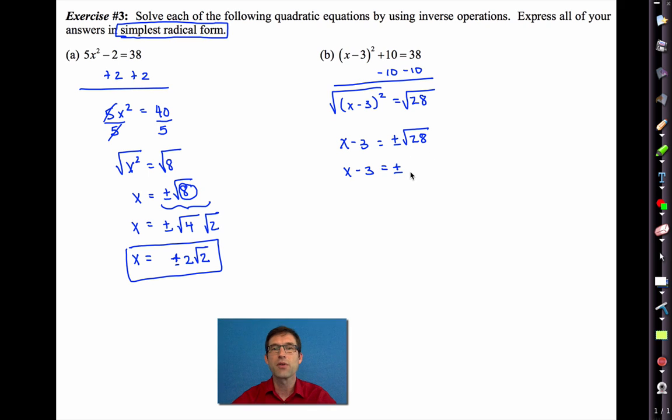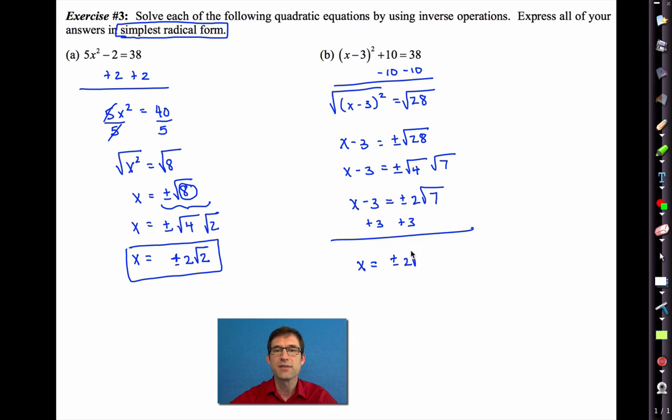Well, again, the biggest perfect square that goes into 28, not very original here, is 4. I can break down the square root of 28 as the square root of 4 times the square root of 7. I'm just going to keep hanging on to this minus 3 here. The square root of 4, as we just talked about, is 2. And I get this. Now, I'll finish off by adding 3 to both sides. Okay, and I can either write my answer like this, or more commonly, the answer is written like this.